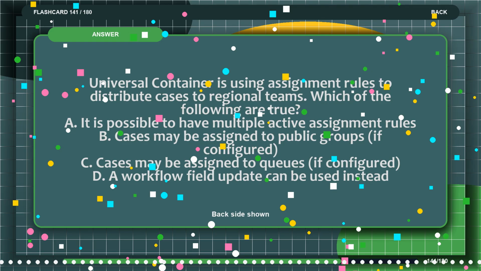The answer is: Universal Containers is using assignment rules to distribute cases to regional teams. Which of the following are true? A. It is possible to have multiple active assignment rules. B. Cases may be assigned to public groups if configured. C. Cases may be assigned to queues if configured. D. A workflow field update can be used instead.